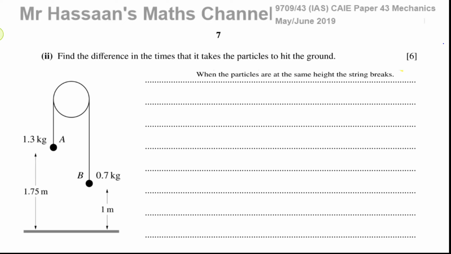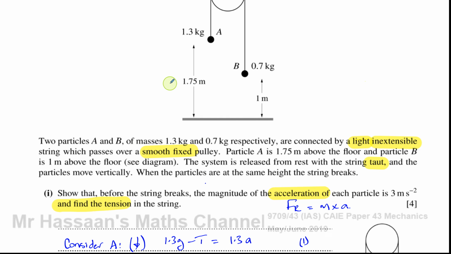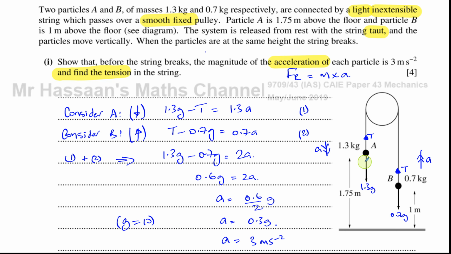Okay, now for part 2 of this question. We've already answered part 1. We had to find the acceleration and the tension in the string.